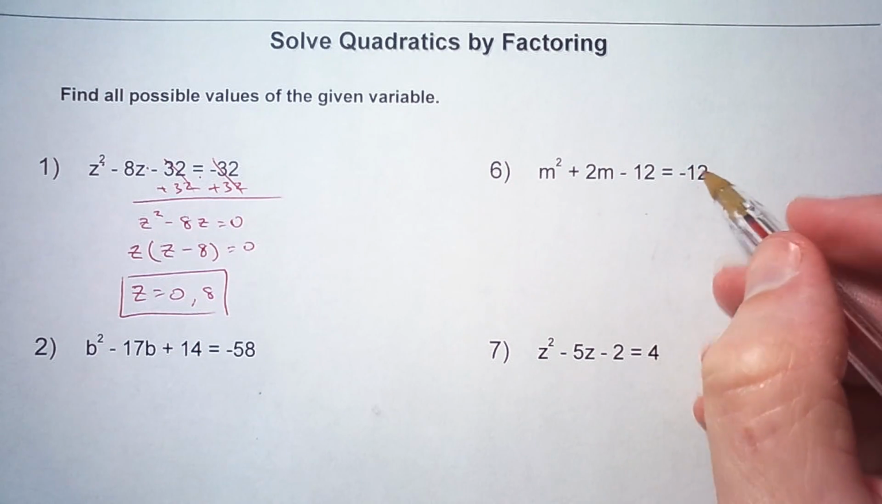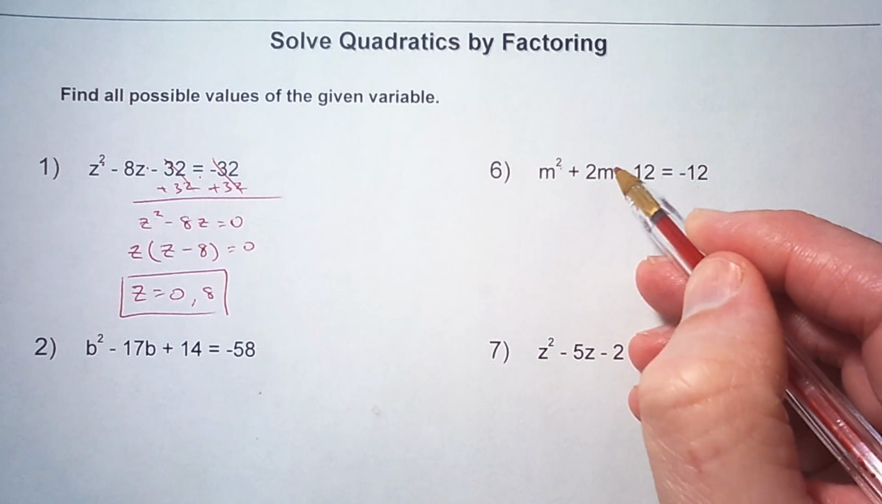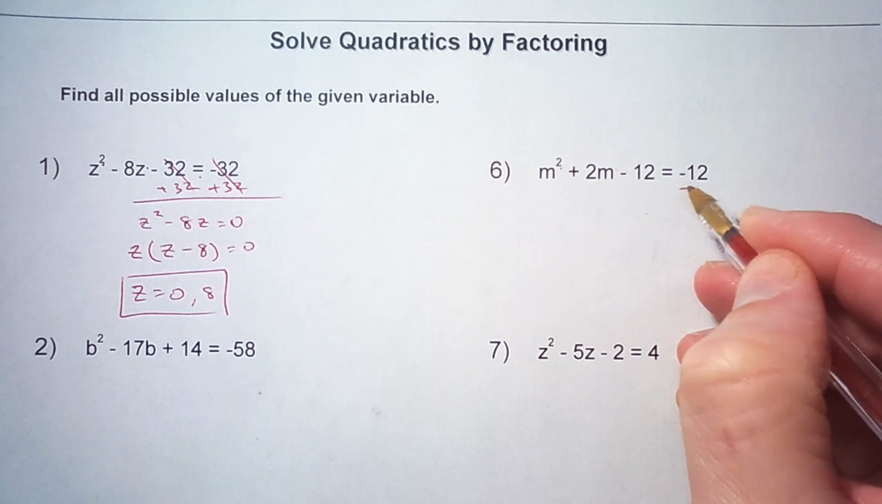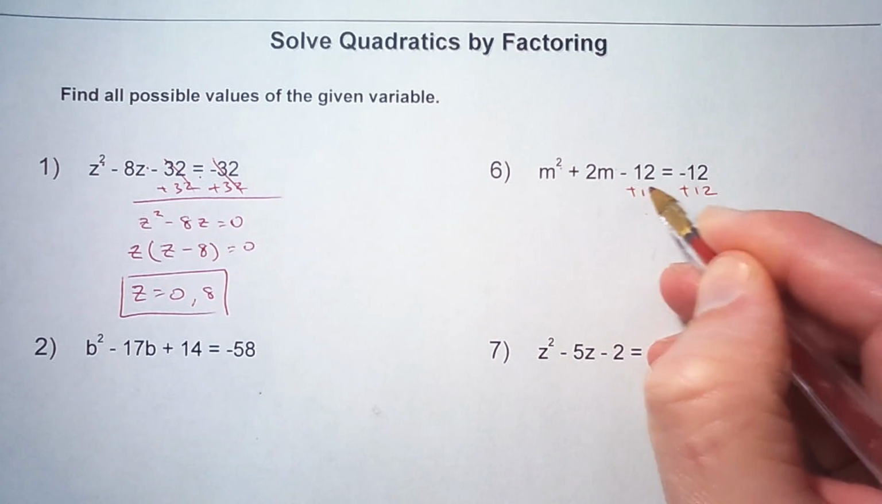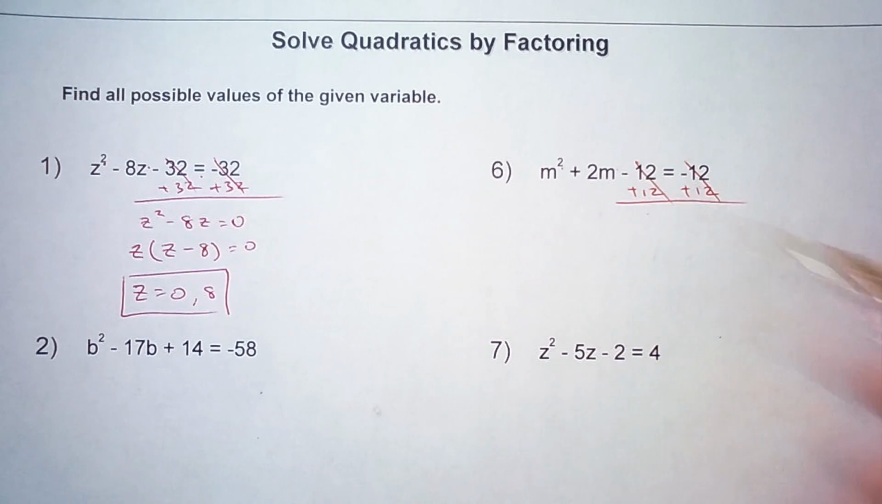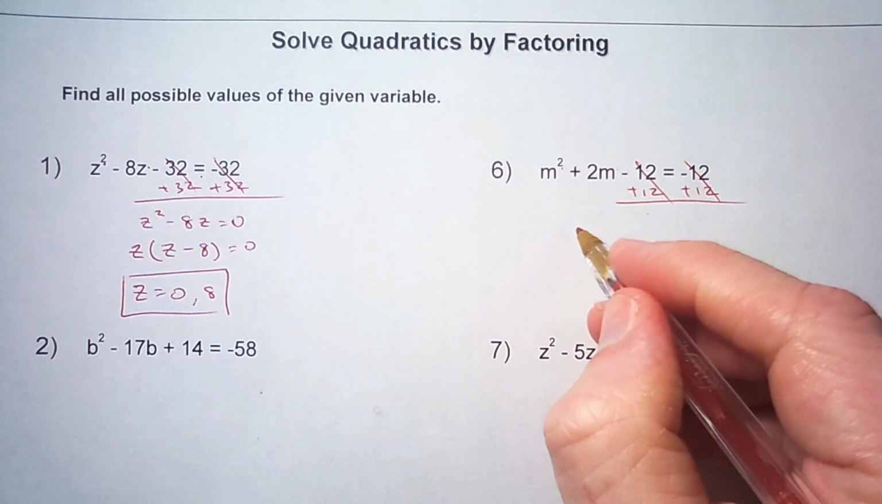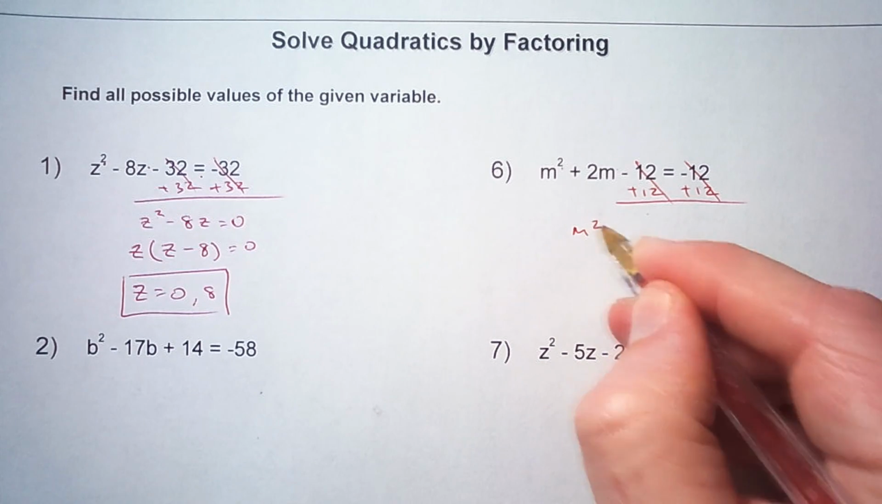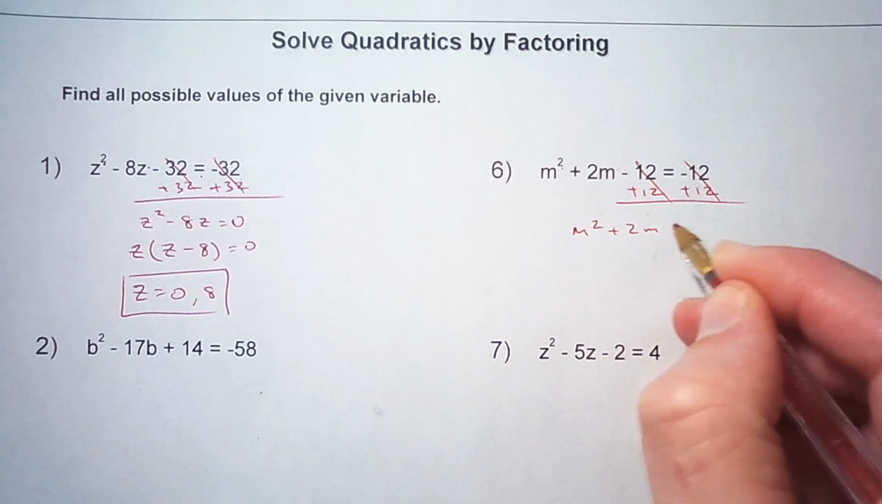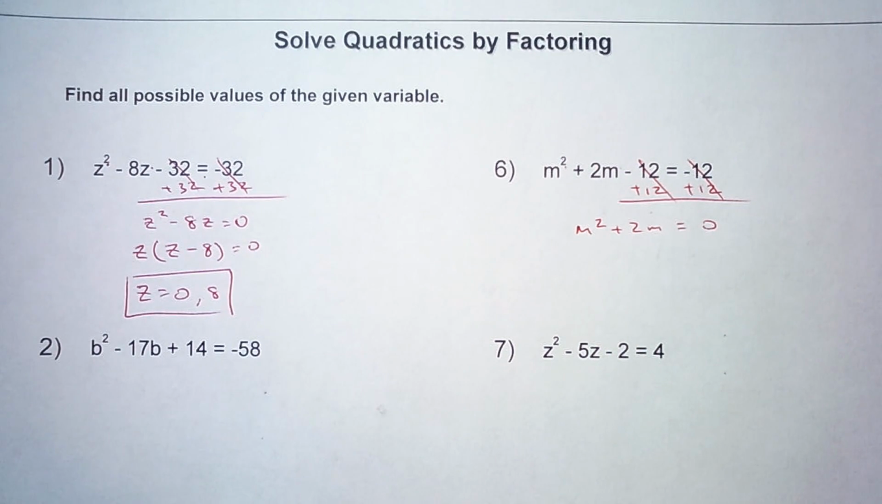Okay, once again, I'm not set equal to 0. I have a squared term and a first powered term, so I want to be set equal to 0. So I will add 12 to both sides, and once again, it cancels on both sides. So I have m squared plus 2m equals 0.